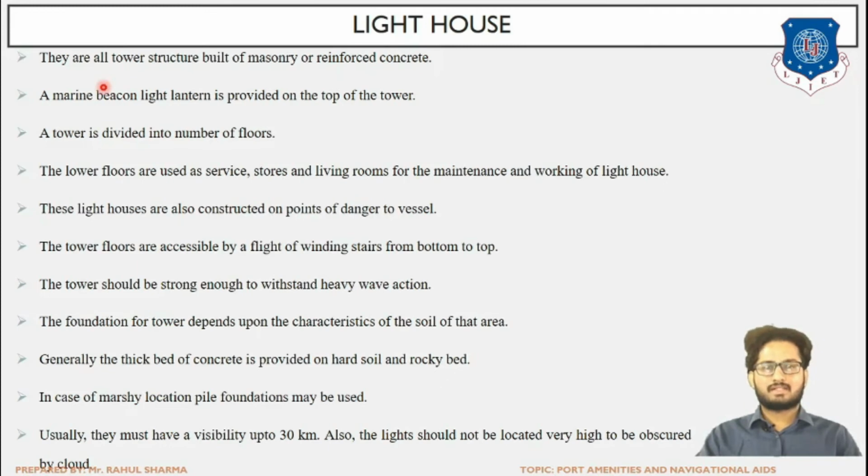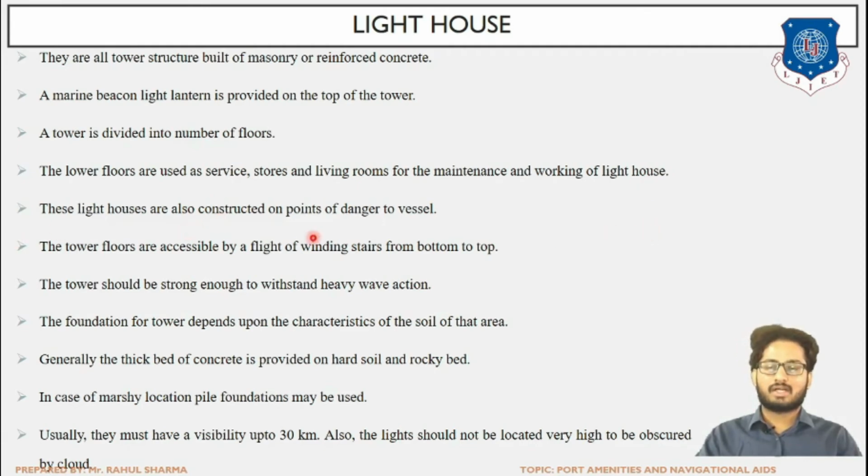So now let us discuss a few brief points regarding lighthouse. They are all tower structures built of masonry or reinforced concrete, so constructed of masonry or CC construction. Marine beacon light lantern is provided on top of the tower. That is basically the light facility which will be continuously flashing the light. Tower is divided into a number of floors. Lower floors are used as service, storage and living room for maintenance and working of the lighthouse. So basically the maintenance work and storage work is done in the lower compartment.